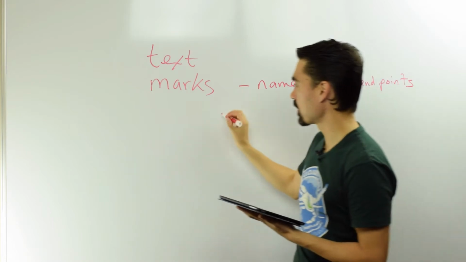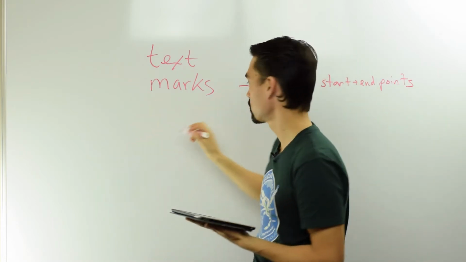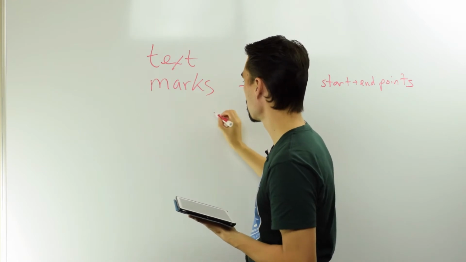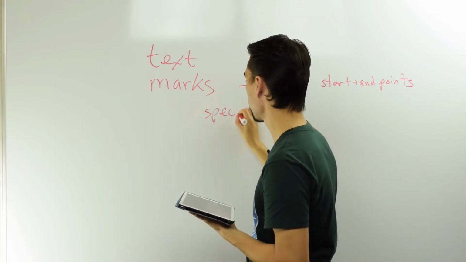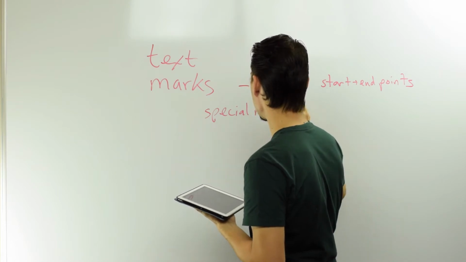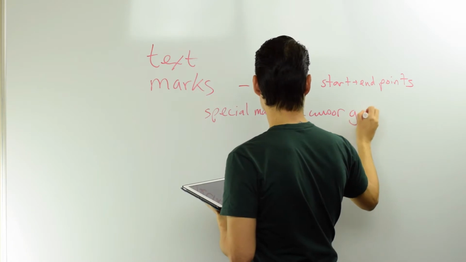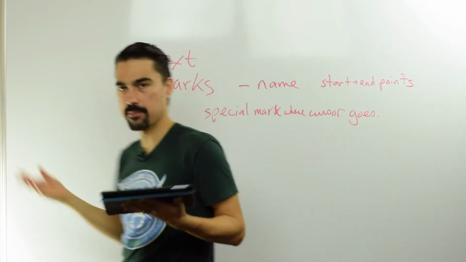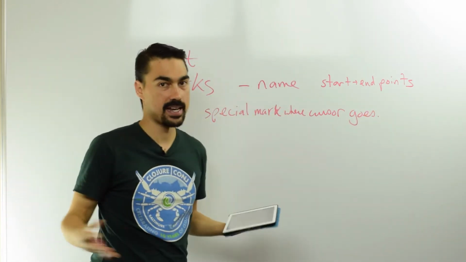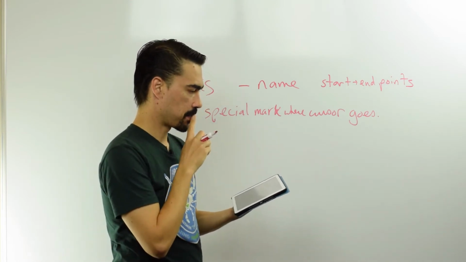And then we say that we have a special point that is where the cursor goes. Special mark where cursor goes. And we'll give it a name that, we'll say don't use that name if you're using a mark and you're writing code.